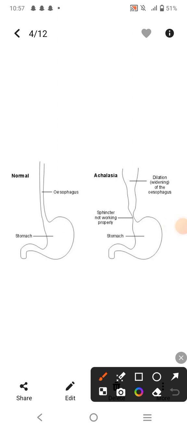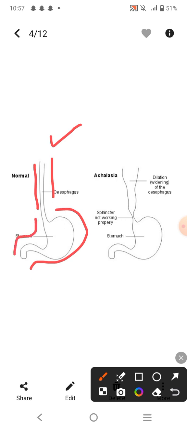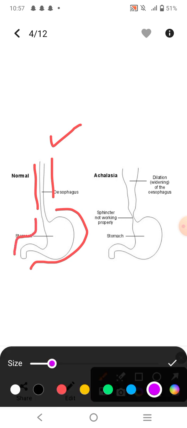So normally, just try to understand the normal structure: this is the normal esophagus and after that comes the stomach. This is the normal stomach, and in between these two structures there is a sphincter which is called the LES or lower esophageal sphincter. Whenever food comes, this lower esophageal sphincter relaxes, due to which that bolus of food can easily pass into the stomach from your esophagus.